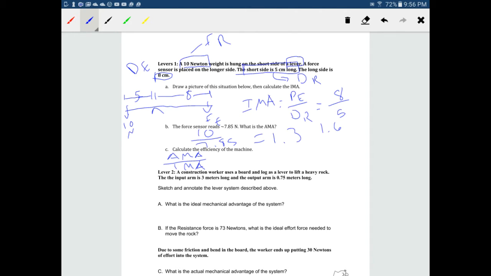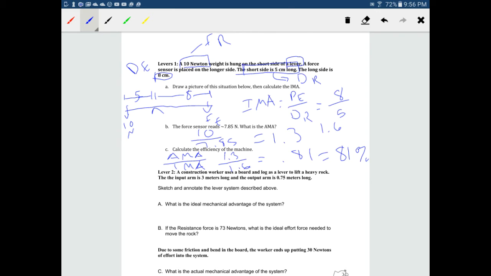So let's just do this. Let's just say 1.3 divided by 1.6. And then what does that equal? 1.3 divided by 1.6 equals 0.8125. So I'm going to round that to 0.81, which equals 81%. Hopefully that all makes sense.